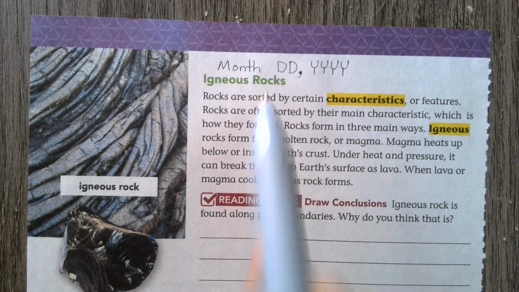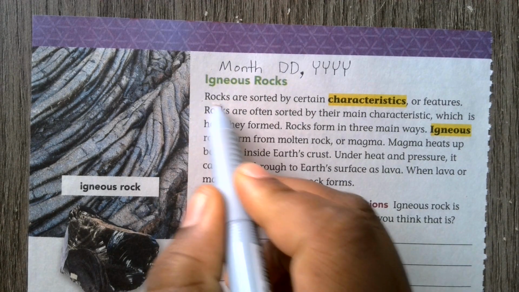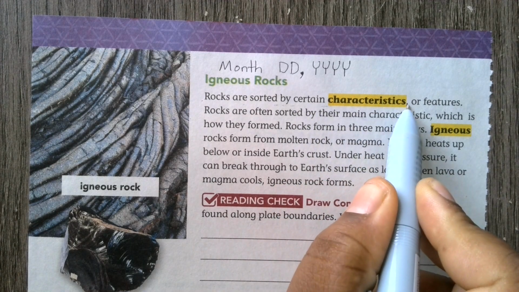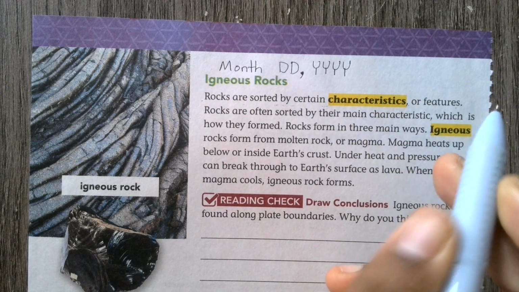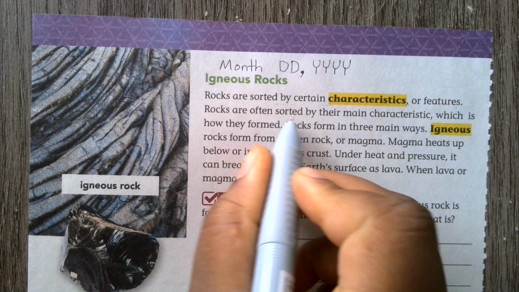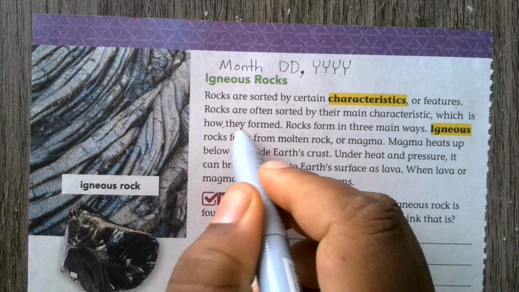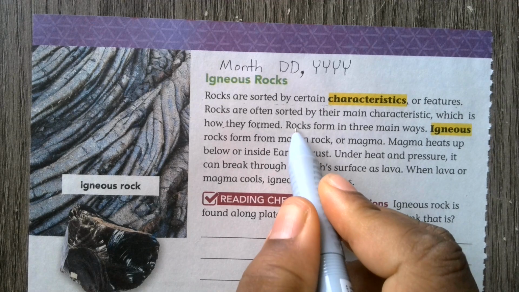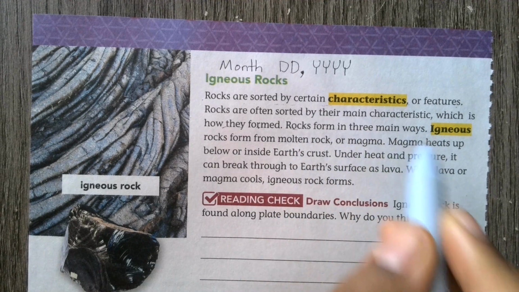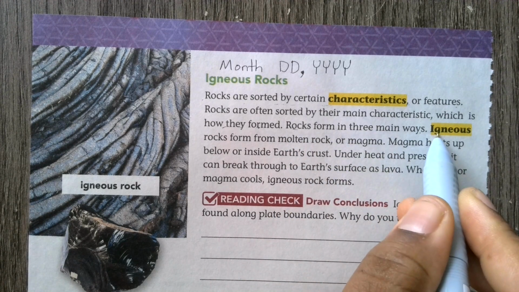Igneous rocks. Rocks are sorted by certain characteristics or features. Rocks are often sorted by their main characteristic, which is how they formed. Rocks form in three main ways.